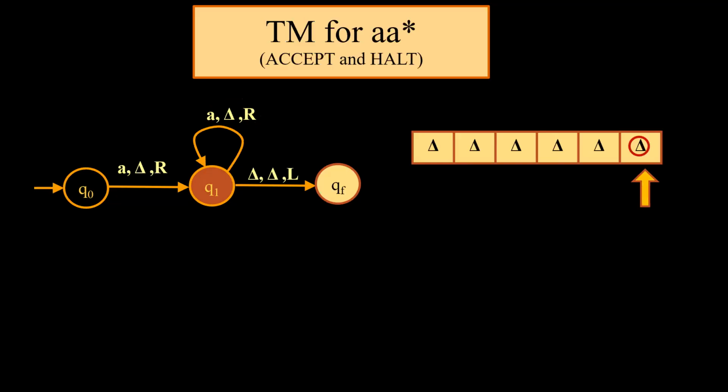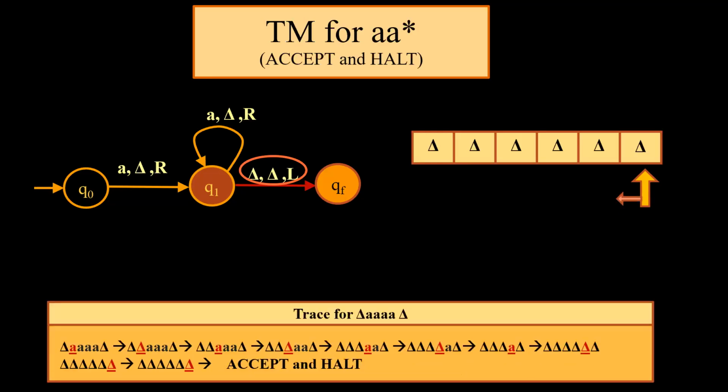When we get delta and we are on the Q1 state, we are supposed to move to the QF state by converting delta into delta itself and we have reached the final state. So here we can say that this is the state where we accept and halt.